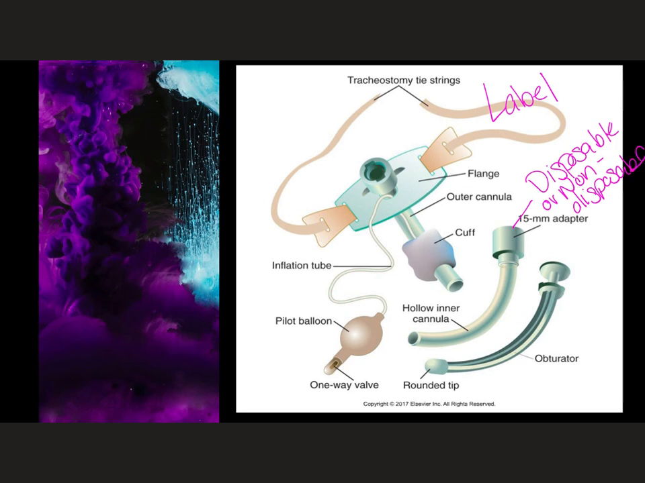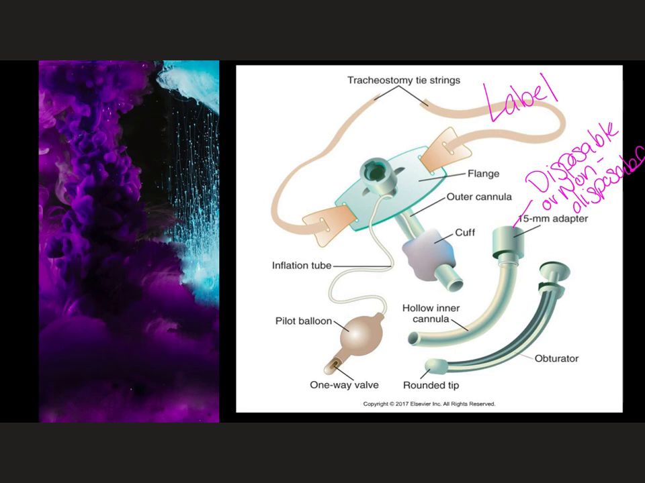So if, say, we had a big, huge mucus plug and it gets stuck somewhere in the inner cannula and it's just nasty and you can't suction it out, you can remove the inner cannula and either replace it with a new disposable cannula, or if it's a non-disposable, you can remove it, clean it, put it back into the trach, and establish that patent airway again.